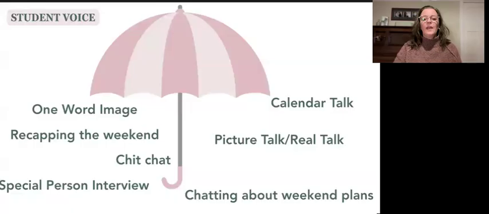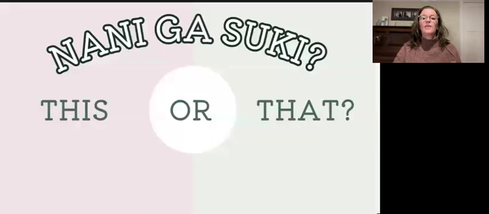So these are just a selection. So this or that, kore ka sore, is an example of a student voice activity that provides lots of easy connections with your students. And it's a quick low prep game, which is always great. And so basically the students are given 2 options, and they need to choose which one. So you can ask them to point to the picture or to move into a different part of the classroom.